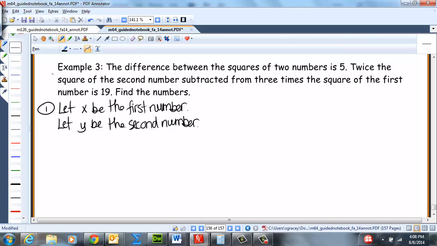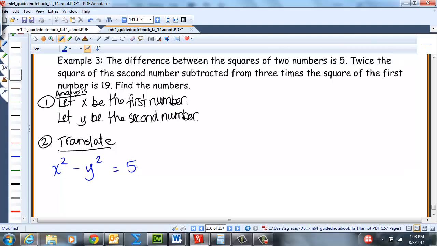So this is part of our analysis piece. Secondly, we're going to translate this into math. The difference between the squares of 2 numbers is 5. So x squared minus y squared equals 5.